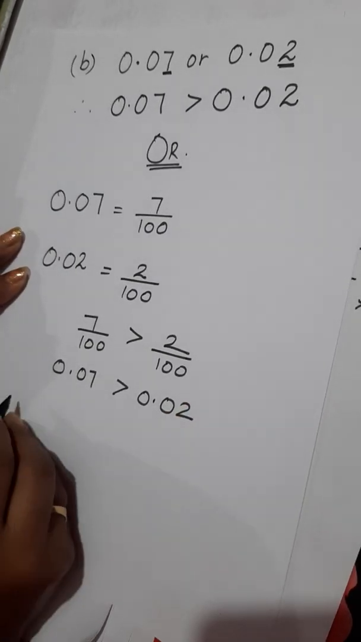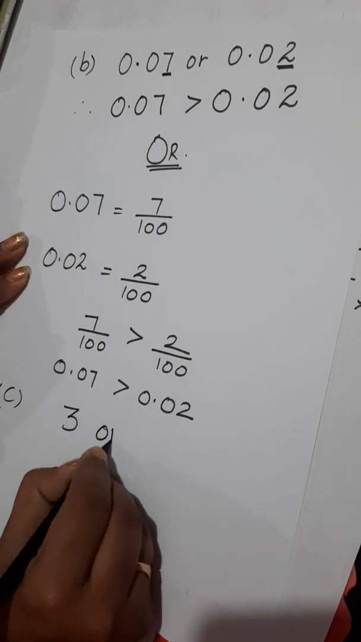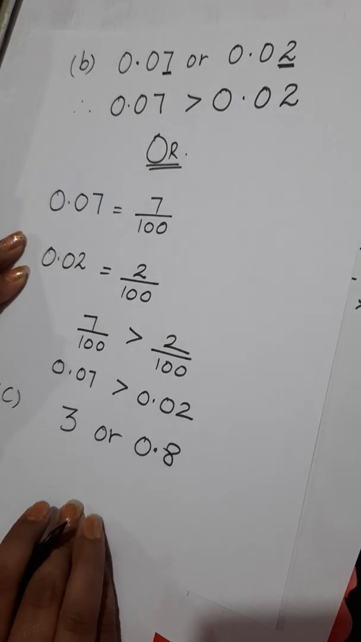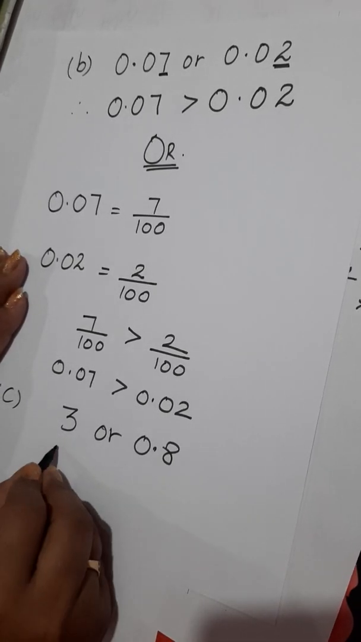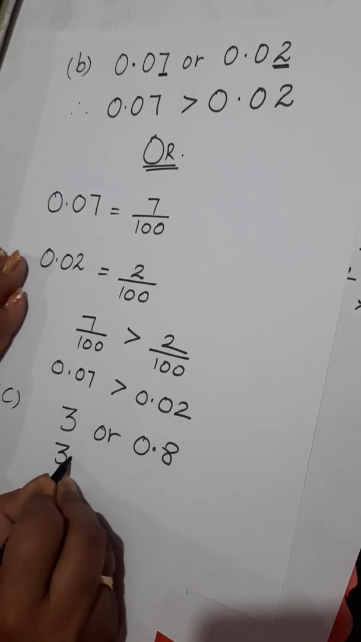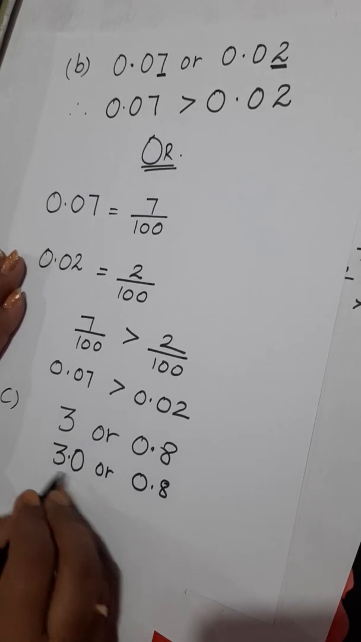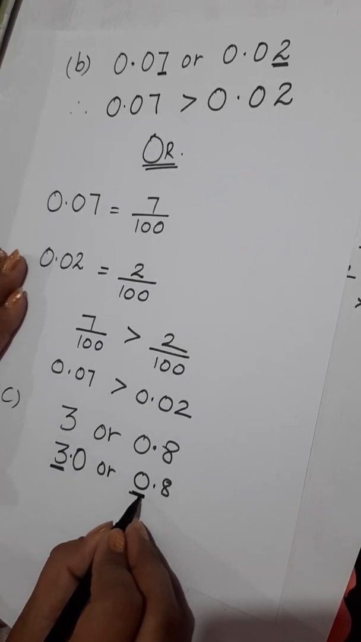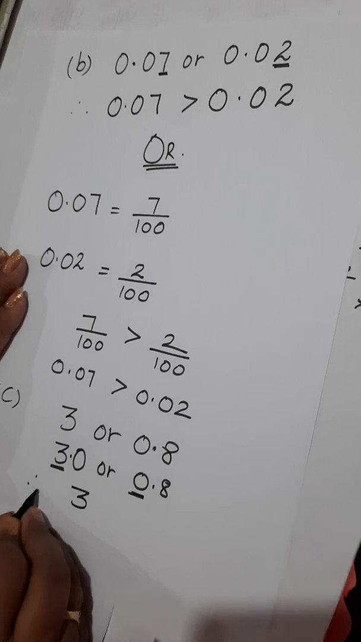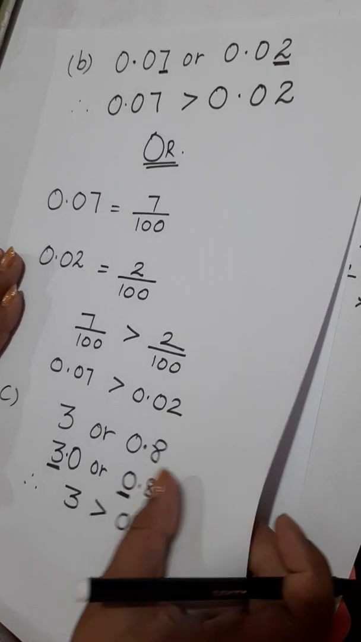Now next we have part C. C part is 3 or 0.8. First compare the whole part. As we know, here 3 is given. If I express it in decimal form, it can be written like this, 3.0 or 0.8. If I compare the whole part, here the whole part is 3, here the whole part is 0. So it is clear. Therefore 3 is greater than 0.8. Now next we have part D.